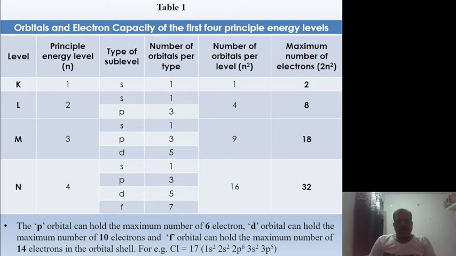Okay. For example, chlorine. The atomic number of chlorine is 17. The electronic configuration is 1s2, 2s2, 2p6, 3s2 and 3p5. The total electrons are 17.